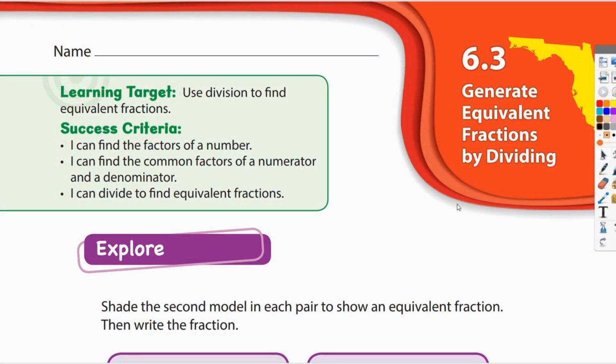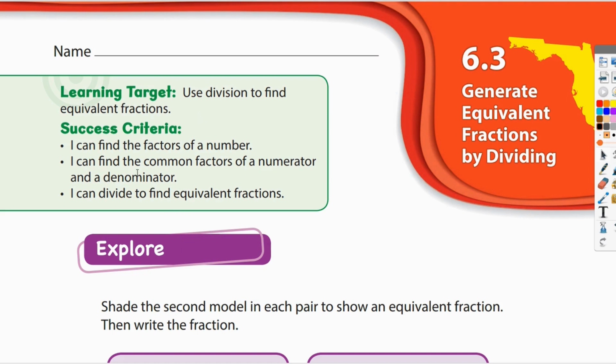Today we're covering Chapter 6, Lesson 6.3 on generating equivalent fractions by dividing. Now we're on Chapter 6 of the Florida's Best Math. If you remember yesterday's video, when we did 6.2, we sort of touched upon the subject. Mostly 6.2 was using multiplication, however, 6.3 is using division. So the learning target of this lesson is to use division to find equivalent fractions.